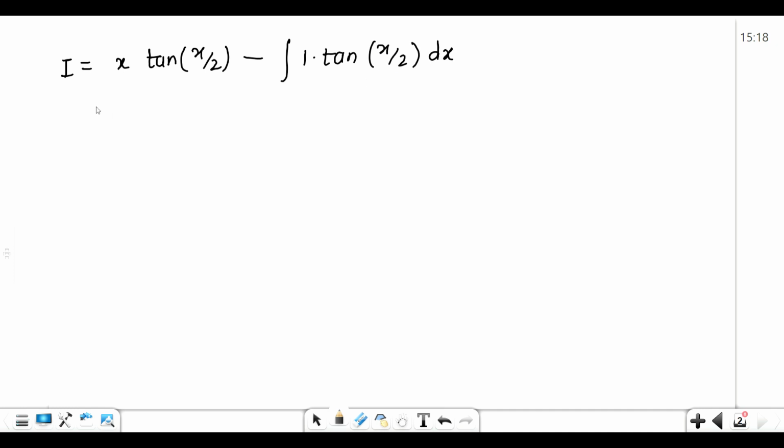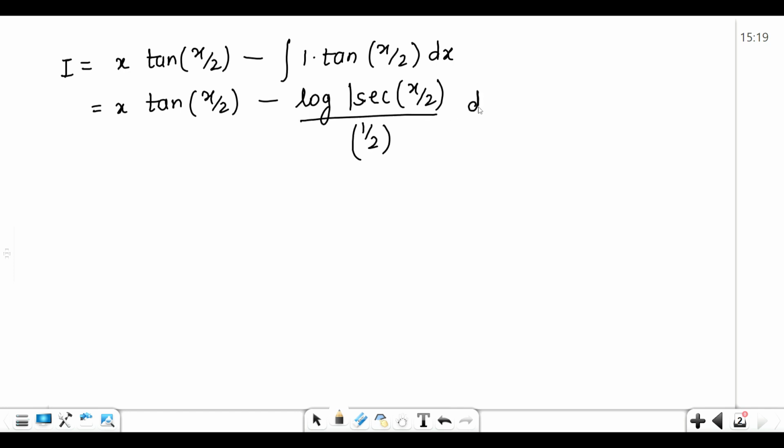So this will remain as it is now. 1 into tan is nothing but tan, and the integration of tan x is nothing but log of sec x by 2. Now again we are integrating where the coefficient of x is 1 by 2, so this whole term will be divided by 1 by 2, and there will be plus c over here.